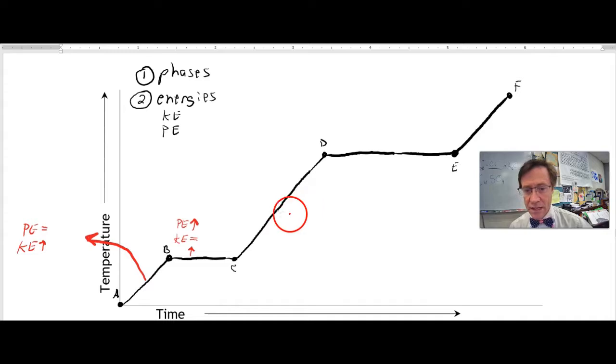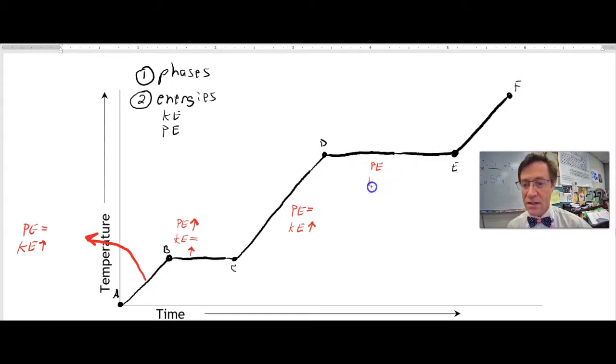Now for this line segment right here, line segment CD, potential energy and kinetic energy once again. Well, if the line's going up, that means temperature's going up. That means kinetic energy has to be going up. And if kinetic energy is going up, potential has to stay the same, because all the energy is going into kinetic energy.